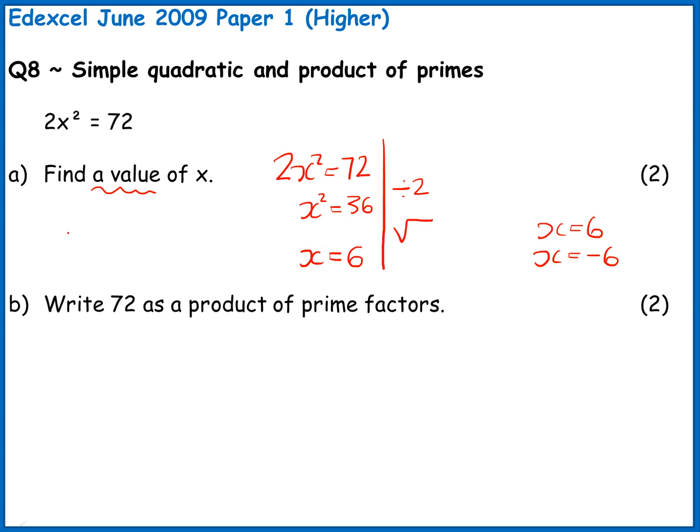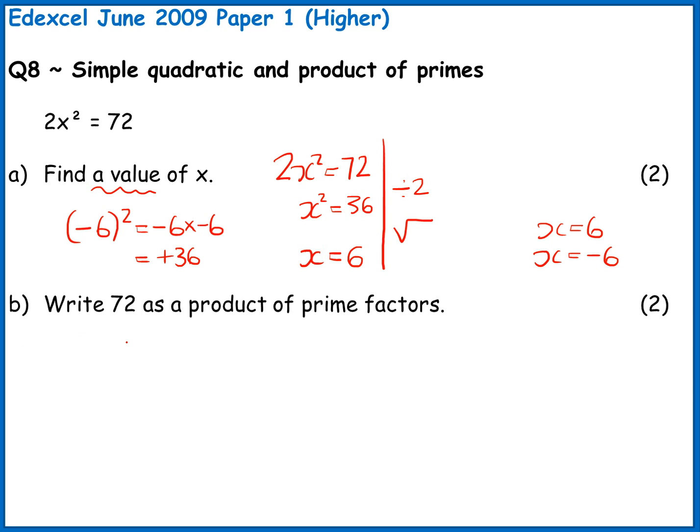We could use the positive square root, so square root of 36 is 6, but also remember, if I square minus 6, that's the same as minus 6 times minus 6. Negative times negative gives me a positive. So minus 6 squared is also 36. So the square root of 36 could be 6, or it could be minus 6. Either of those answers would be correct.